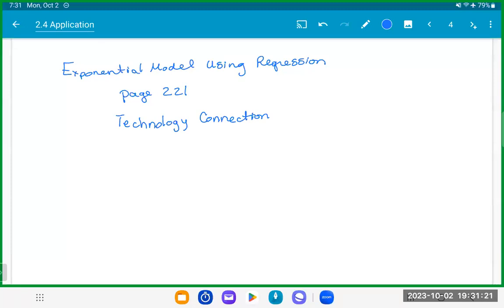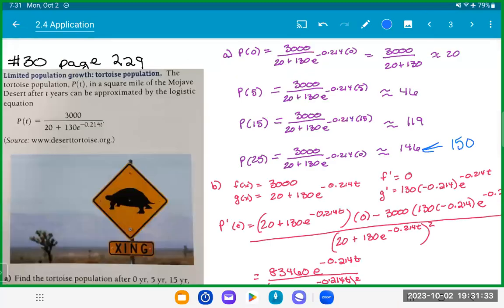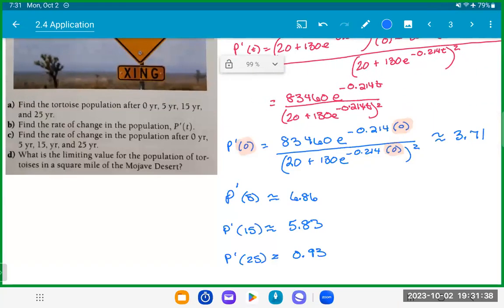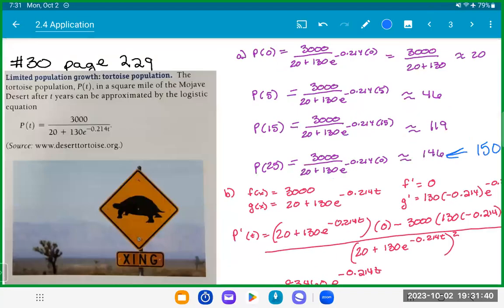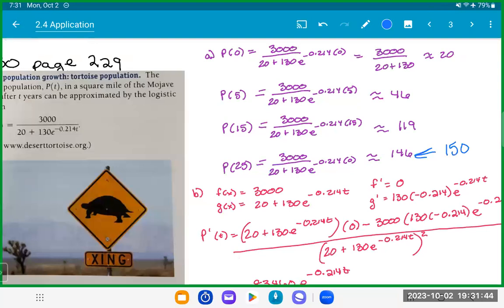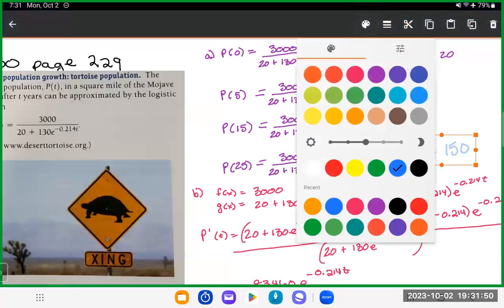Okay. Any questions about the application section before we move on to section 2.5? Professor, could you go back to the previous question? I didn't get the last part. What is the limiting value? The limiting value, the 150. Sorry. I wrote it up here, sorry. Okay, that's where I missed it. Okay. Could you explain one more time where you got that number from?